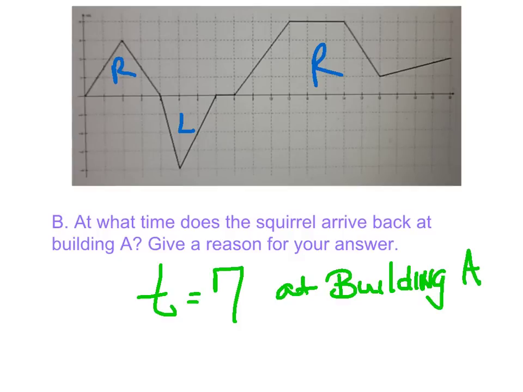Hopefully our reason for that answer was, and you can put it into your own words here: from 0 to 4, the squirrel walked to the right and came to rest there. From 4 to 7, he walked back to the left and came to rest again. Now you'll notice right here for one whole second, from 7 to 8, the squirrel is not moving. He's not moving to the left or to the right. So I just want to point out that at this point, the squirrel is stationary. This squirrel is not moving for one whole second.